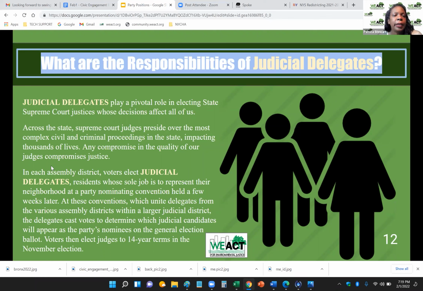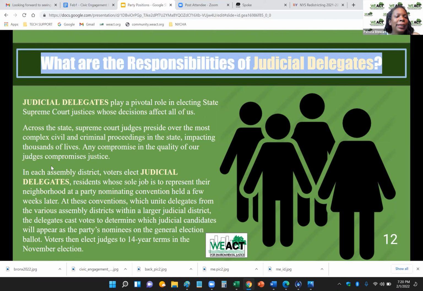So there is a party position called judicial delegate. And their role is electing Supreme Court justices. And those decisions affect all of us. Across the state, the Supreme Court judges preside over the most complex civil and criminal proceedings in the state, impacting thousands of lives. So it's very important for us, when we're selecting folks for that position, to keep that in mind.